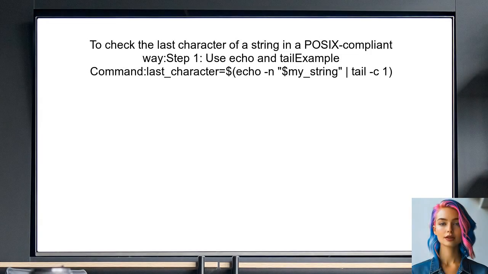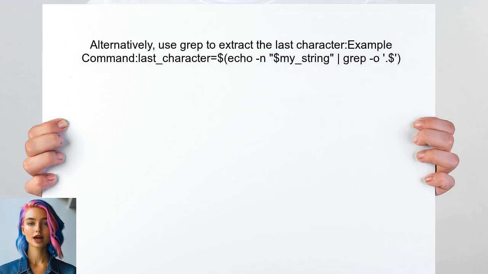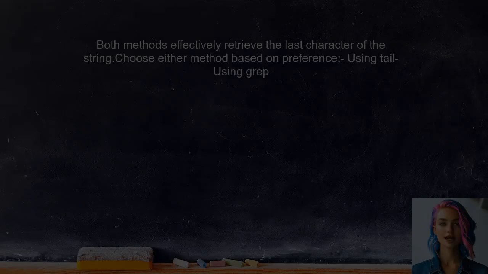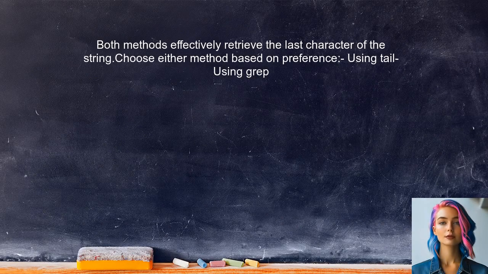To check the last character of a string in a POSIX-compliant way, the user can utilize the echo command combined with tail. This method is straightforward and avoids any bash-specific syntax. Alternatively, the user can use grep to extract the last character. This method is also POSIX compliant and can be useful in different scenarios. Both methods effectively retrieve the last character of the string. The user can choose either based on their preference or specific use case.